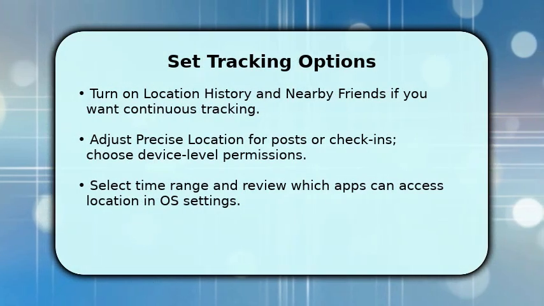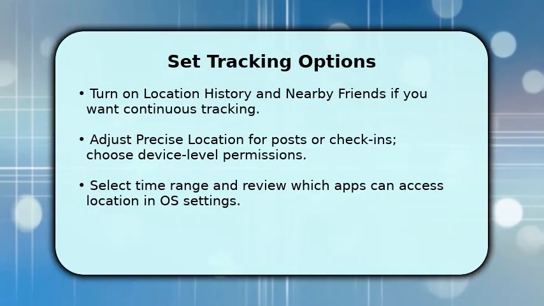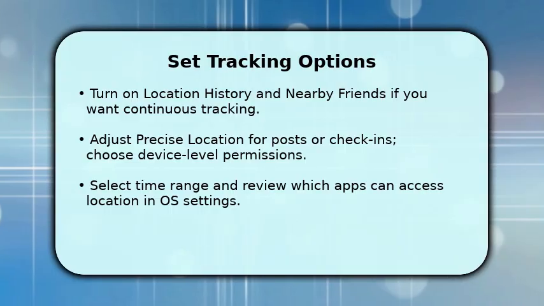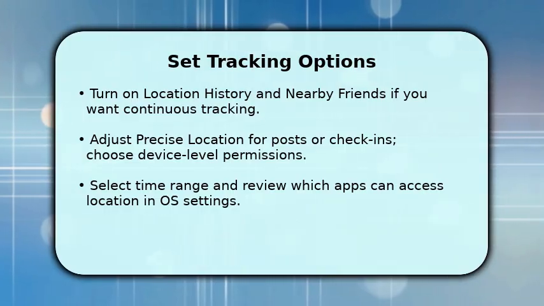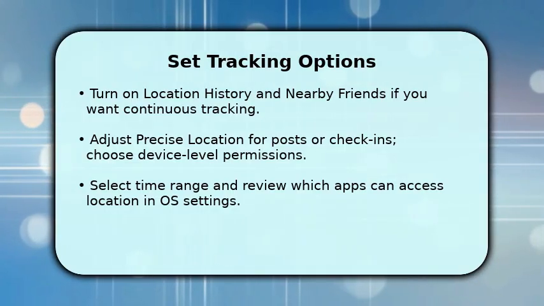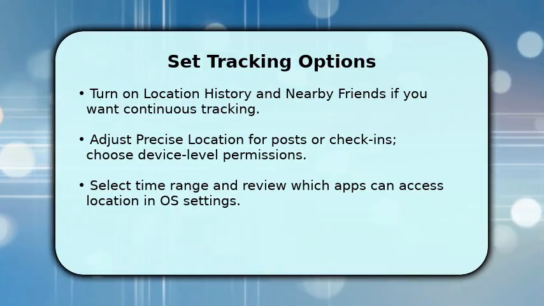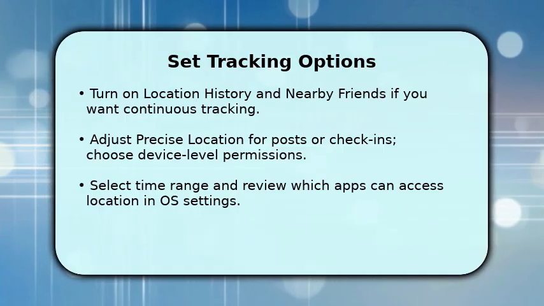Now configure how and when Facebook tracks you. Open Location in Settings and tap Location History to view and enable the timeline feature. Next, enable Nearby Friends if you want real-time proximity alerts, otherwise leave it off. For posts or check-ins, choose precise location so places are accurate.